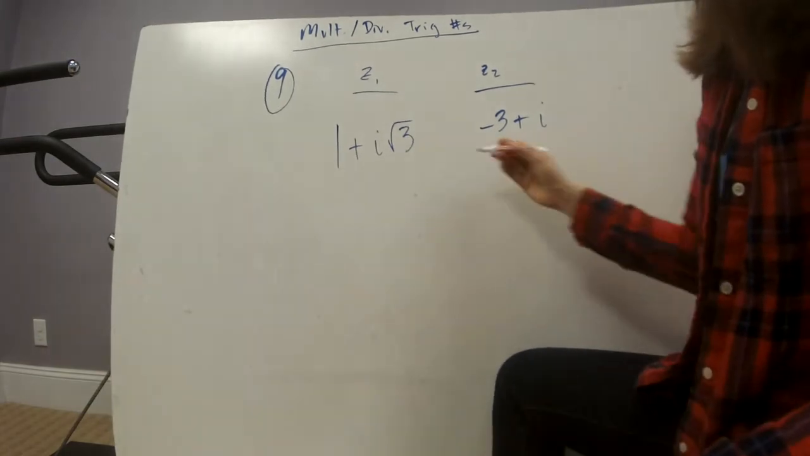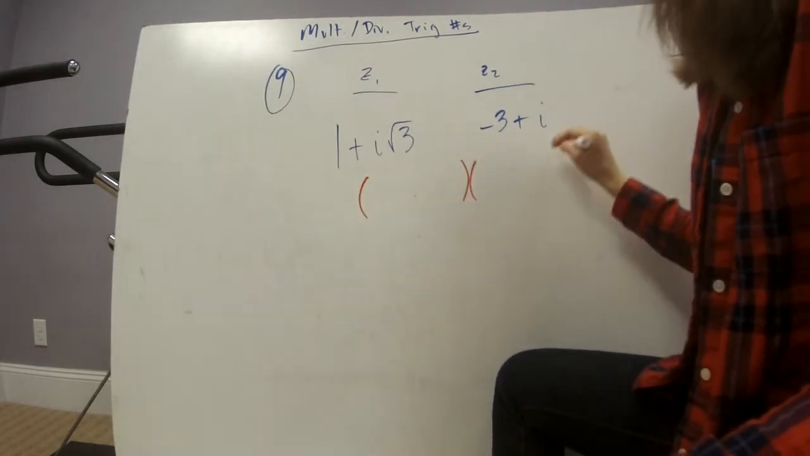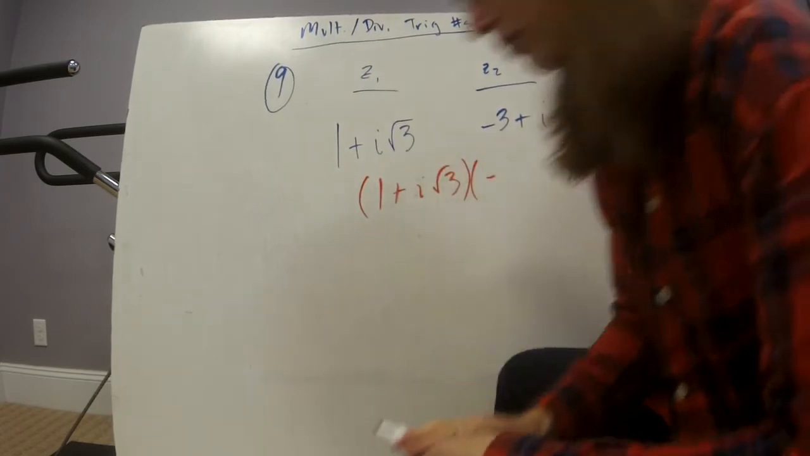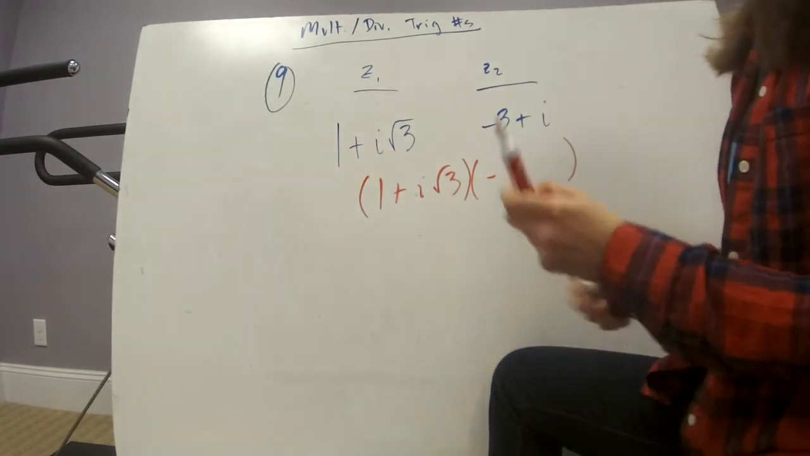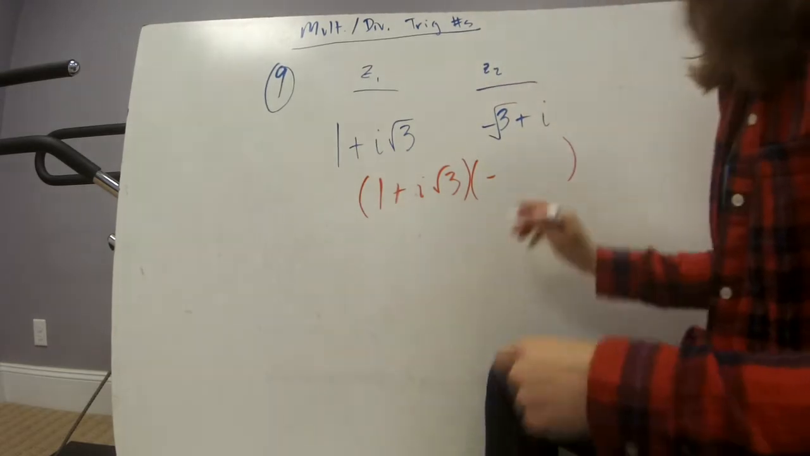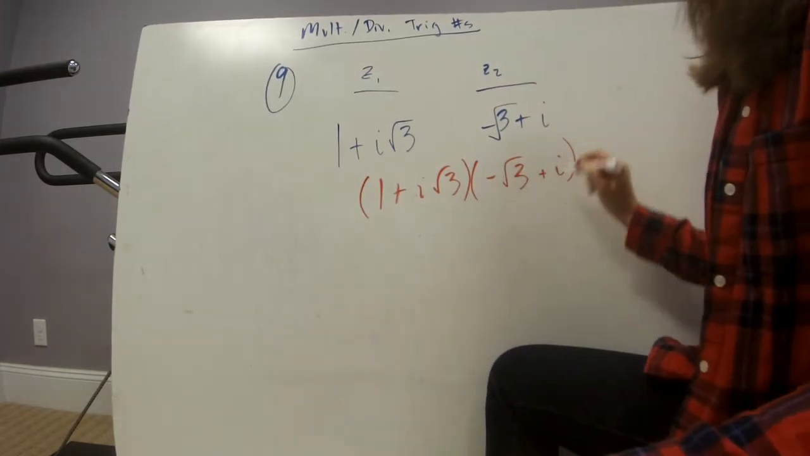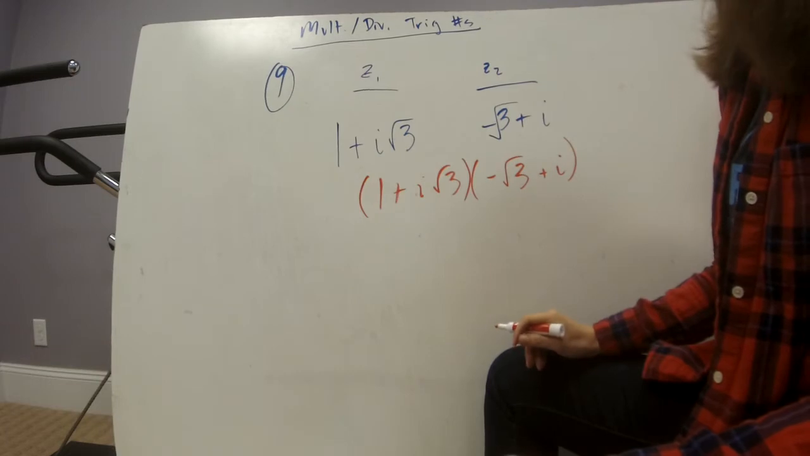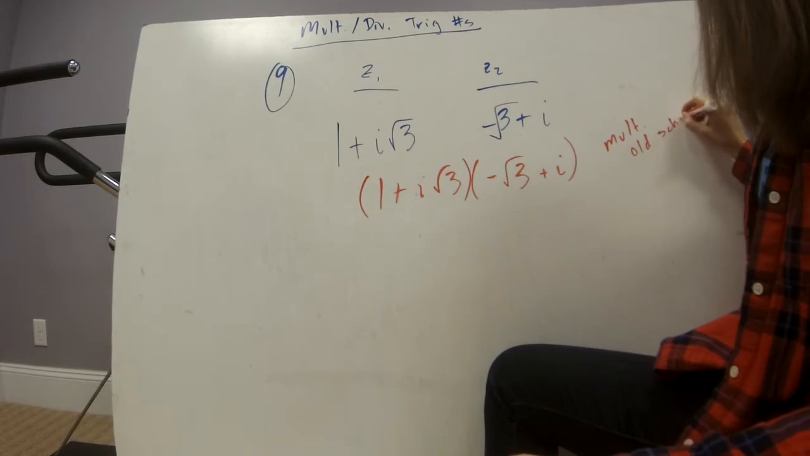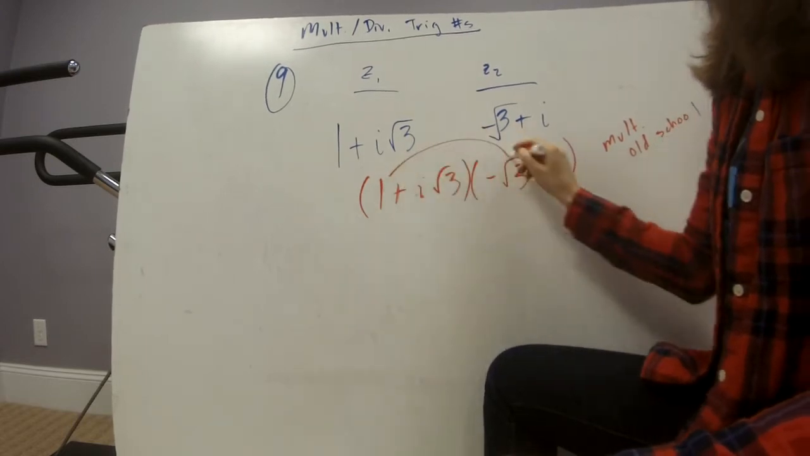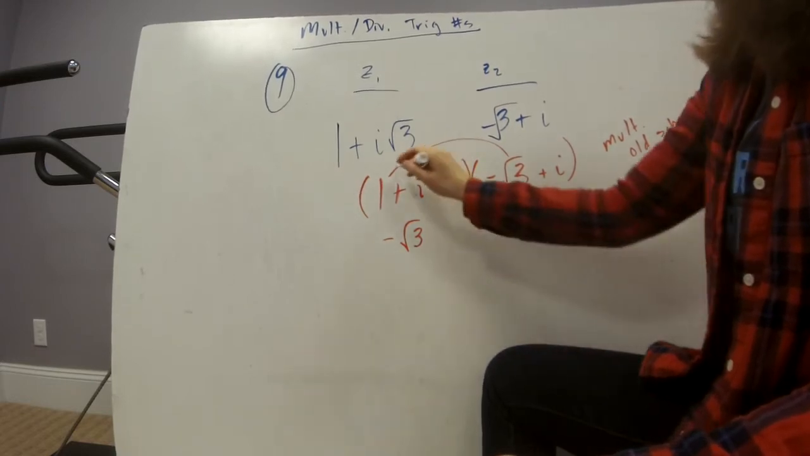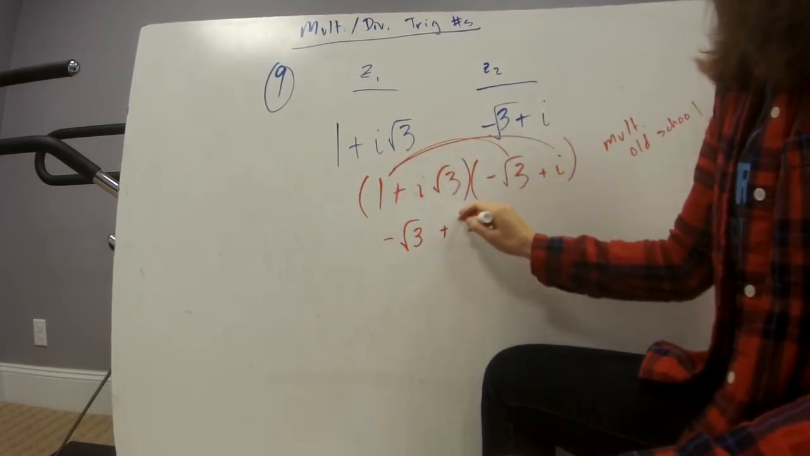So here we go. If we multiply these old school, that literally just means what we would have done the very first section, which is foiling and doing our thing from Alg 2. This step is basically just saying multiply the old school way. So we're going to FOIL. 1 times root 3 is negative root 3. 1 times I is 1I.